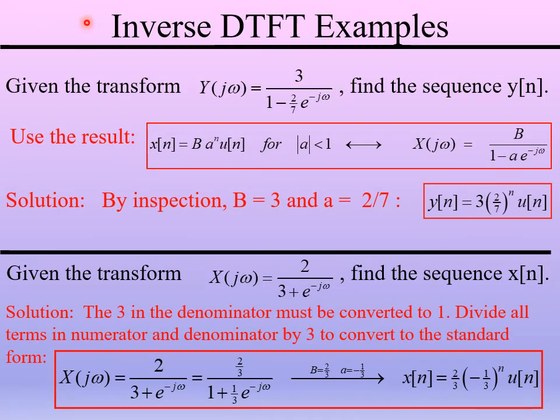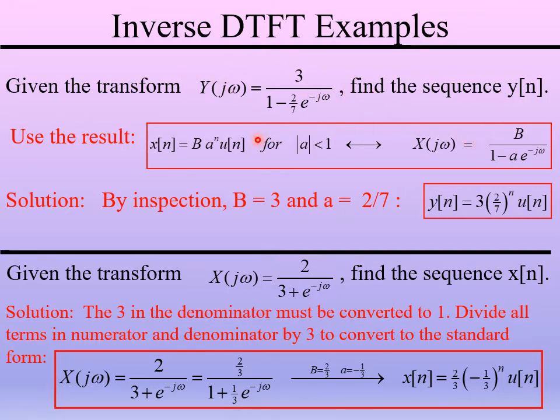Here are a couple examples of doing an inverse discrete time Fourier transform. Basically, here we're going to just work backwards, but we're going to use the same results from before. Suppose we're given a Fourier transform, Y of j omega, equal to 3 over 1 minus 2/7 e to the negative j omega. We're asked to find the sequence, little y of n, that corresponds to this transform.